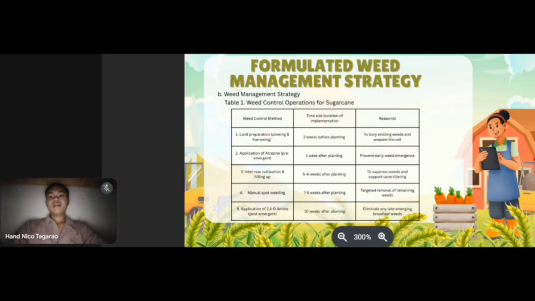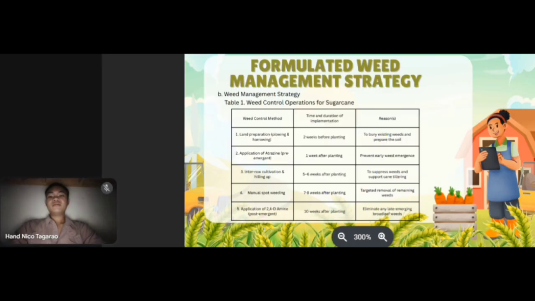First one is land preparation, including plowing and harrowing. It could be done 2 weeks before planting. Its reason is to bury existing weeds and prepare the plot. For the second one, application of atrazine pre-emergence. It could be applied 1 week after planting to prevent early weed emergence. For the third one, inter-row cultivation and hilling up. It could be done 5 to 6 weeks after planting, and its reason is to suppress weeds and support cane tillering.